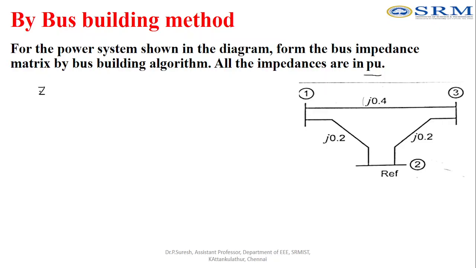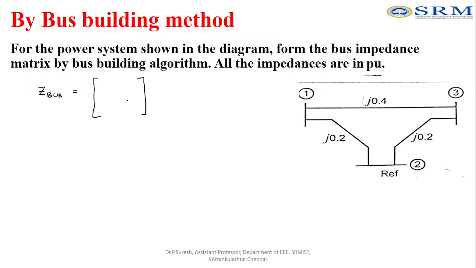So, Z bus matrix. As this is going to be a matrix, it is going to have some rows and columns. All the vertical elements are called columns, and all the horizontal elements are called rows. So if you take the matrix, it will have some elements.